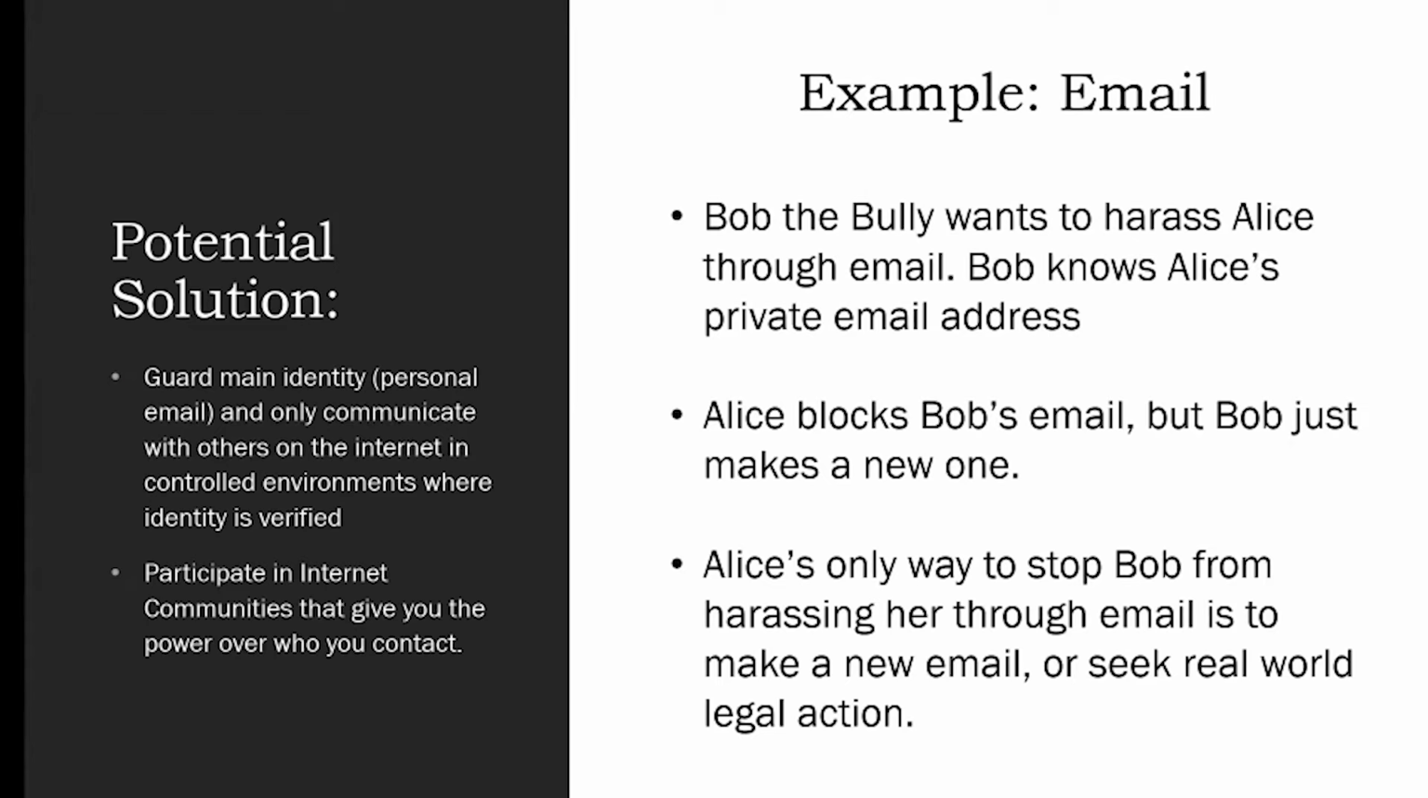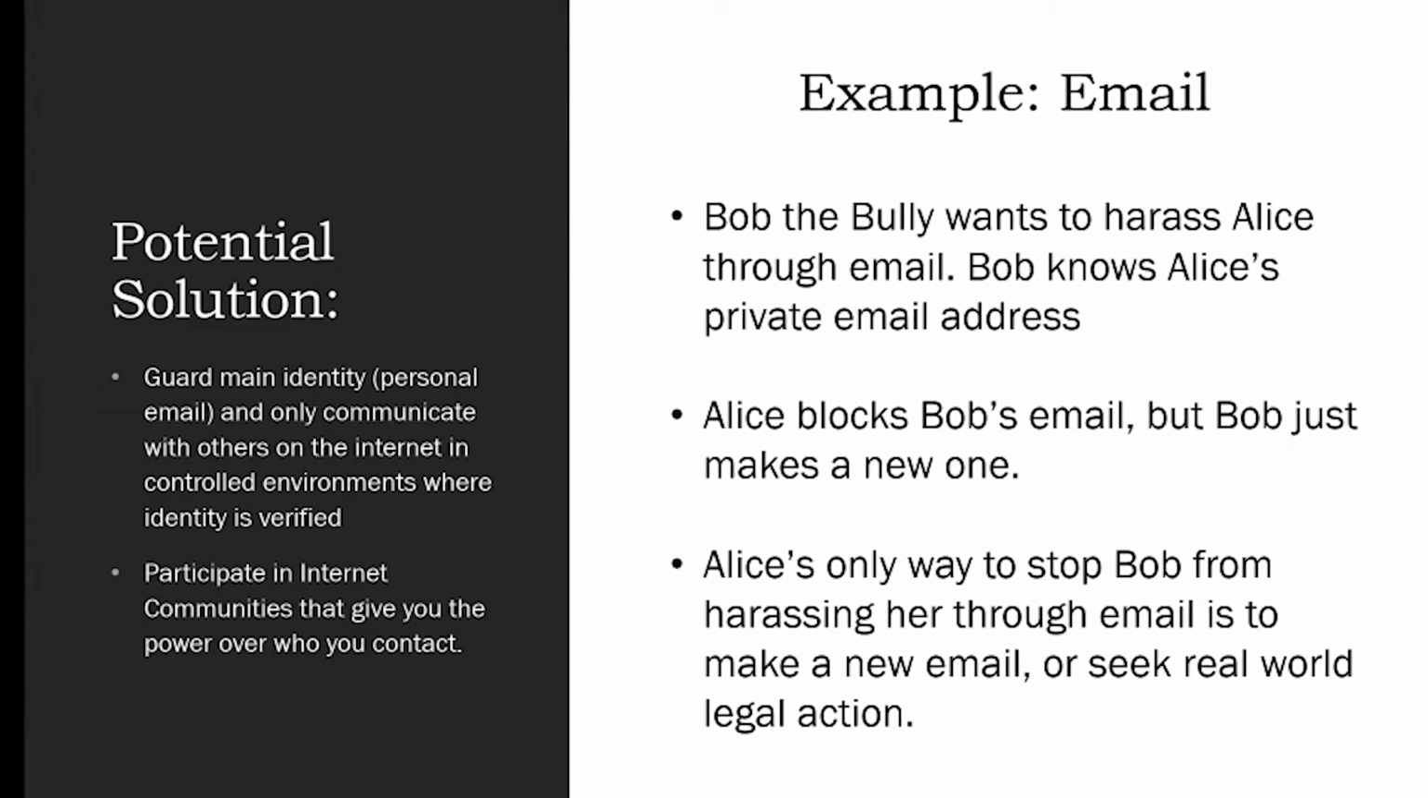Alice can block Bob's email, sure, but Bob can just go to google.com and create a new email address under a false identity that can send email directly to Alice. Alice's only recourse to stop Bob from harassing her through email is to either make a new email and not share it with Bob or anyone that Bob might find, or not post it publicly, or seek real-world legal action on Bob, which is fine and dandy if Alice knows who Bob is. But if Bob is just some random troll on the internet sending Alice unwelcome emails, that's not a viable solution.